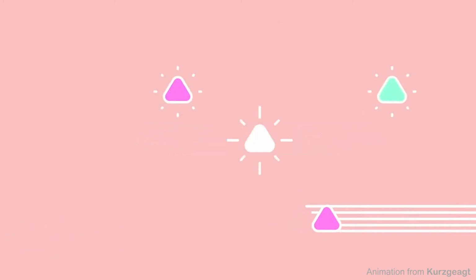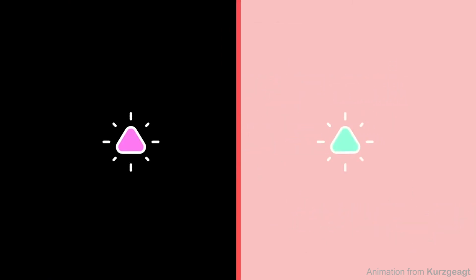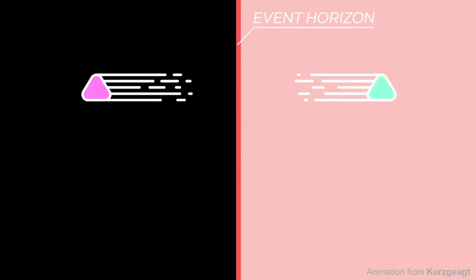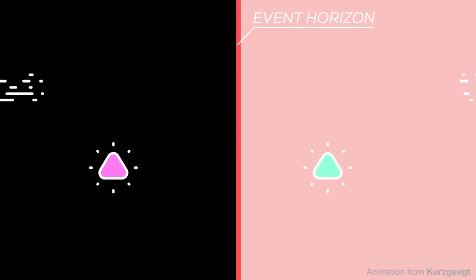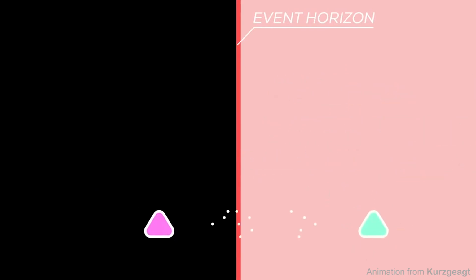Black holes don't exist forever. They evaporate in a process called Hawking radiation. Space is filled with pairs of virtual particles popping into existence and annihilating each other. When this happens near the event horizon, one of the particles crosses the event horizon before it meets and annihilates its partner particle. The other particle is then able to escape and become a real particle.